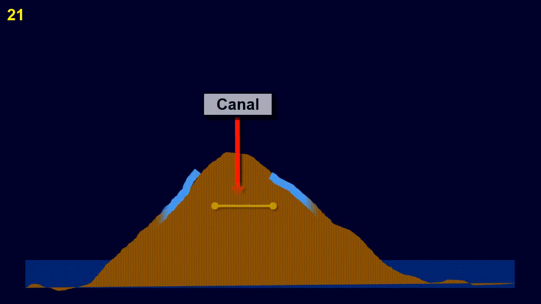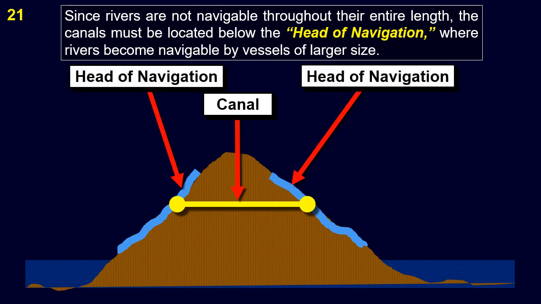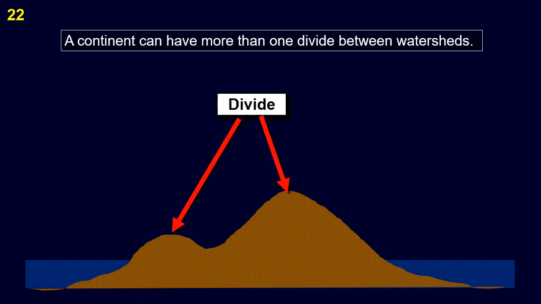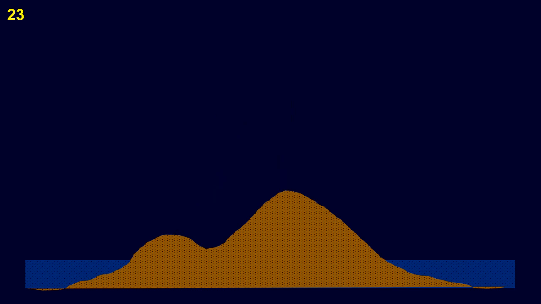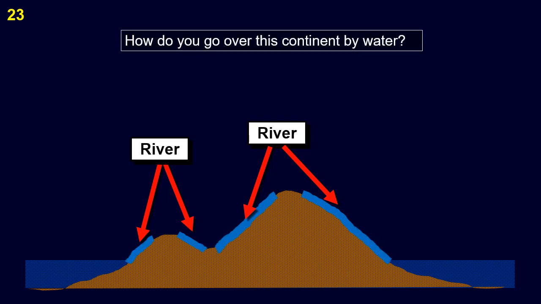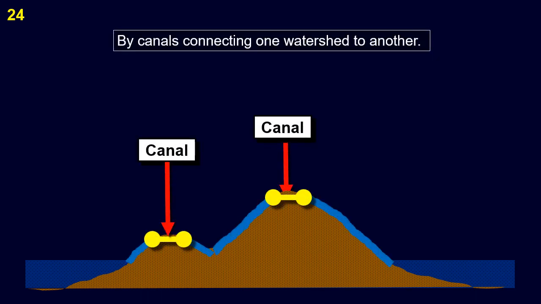Since rivers are not navigable throughout their entire length, the canals must be located below the head of navigation, where rivers become navigable by vessels of larger size. A continent can have more than one divide between watersheds. How do you go over this continent by water? By canals connecting one watershed to another.